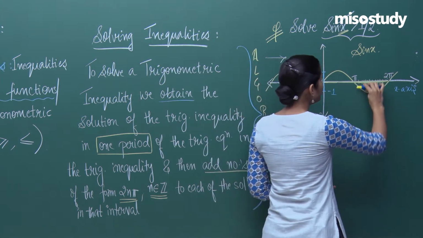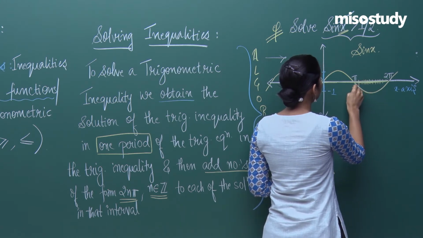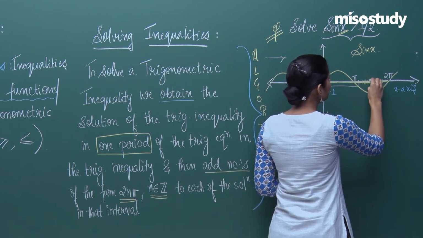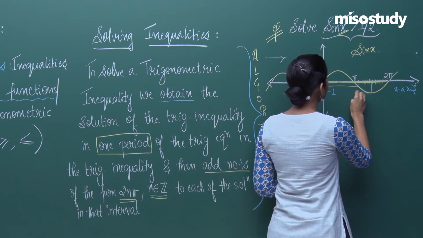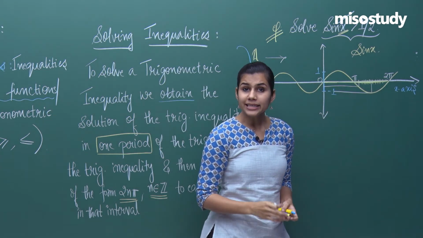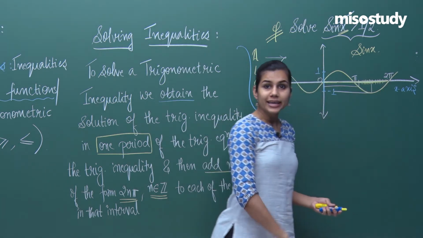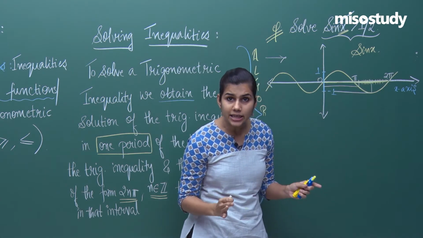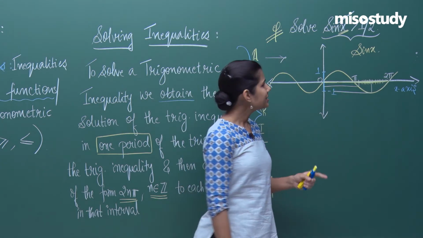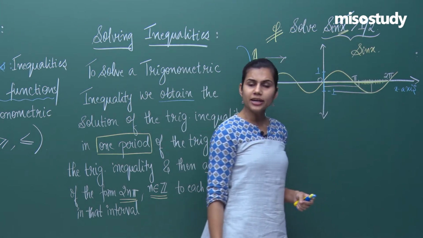The sine ratio, as you can see, is negative at any point here. Similarly, at any point, suppose here, the sine ratio is minus 1, again it's negative. That means at all the angles between pi and 2 pi, the sine ratio is negative. It is lying between 0 and minus 1. But I don't want that. I want those angles whose sine ratio is strictly greater than half.